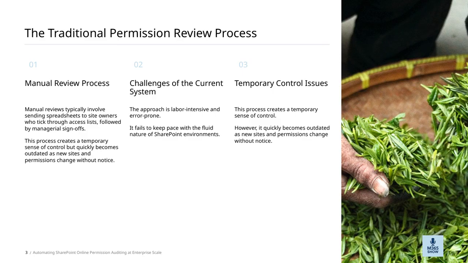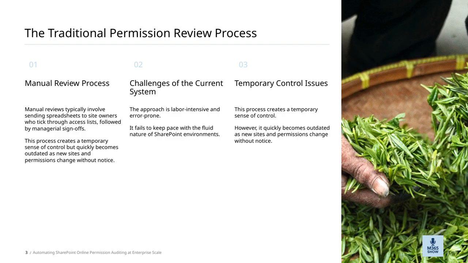Let's take a closer look at the traditional permission review process. Typically, this involves manual reviews where spreadsheets are sent to site owners, who then check access lists and sign off on permissions. While this approach can create a temporary sense of control, it quickly becomes outdated. New sites and permission changes happen all the time, often without notice, so the control is short-lived. This method is also quite labor-intensive and prone to errors, especially as the environment grows and evolves rapidly. It simply can't keep pace with the fluid nature of SharePoint environments.